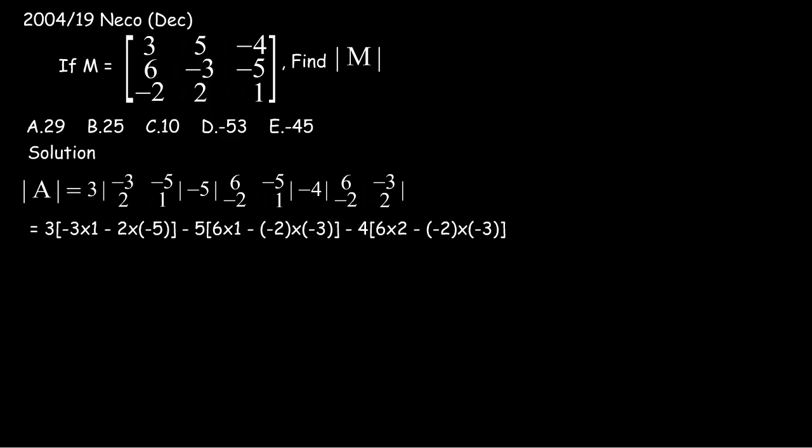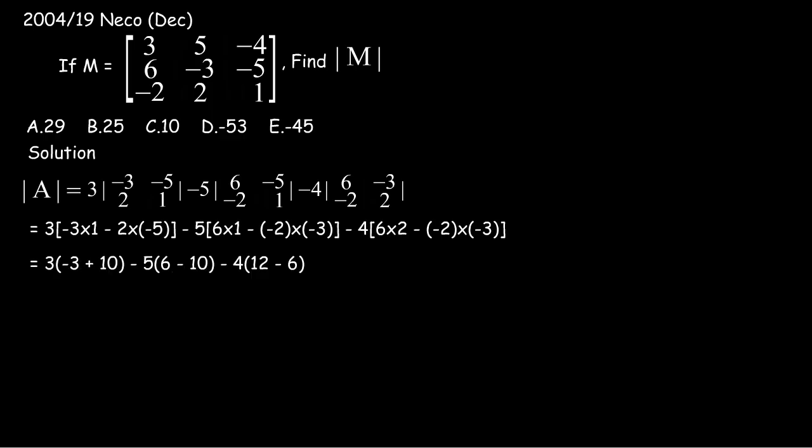Now simplifying further, it becomes 3 in bracket minus 3 times 1 minus 2 times in bracket minus 5, minus 5 in bracket 6 times 1 minus 2 in bracket times minus 3 in bracket, minus 4 in bracket 6 times 2 minus in bracket minus 2 times in bracket minus 3.